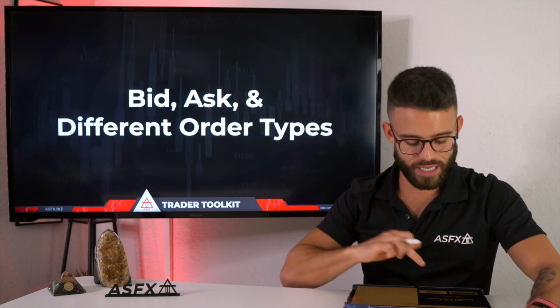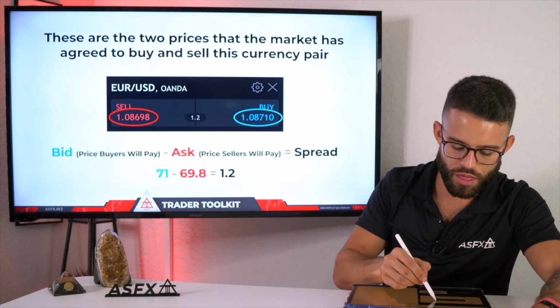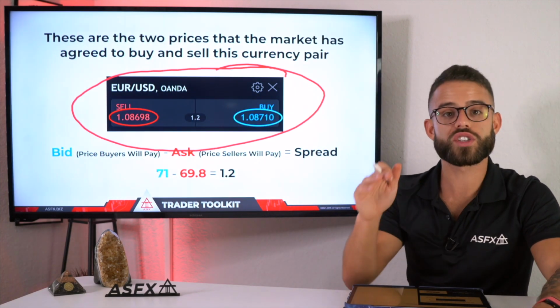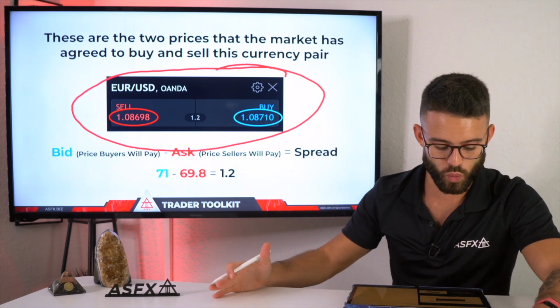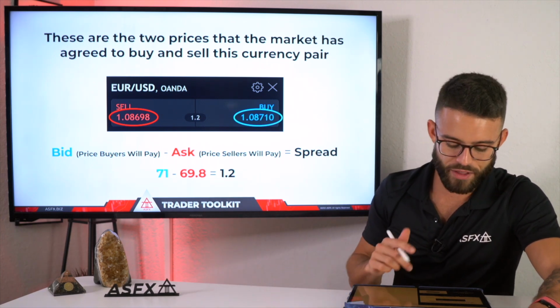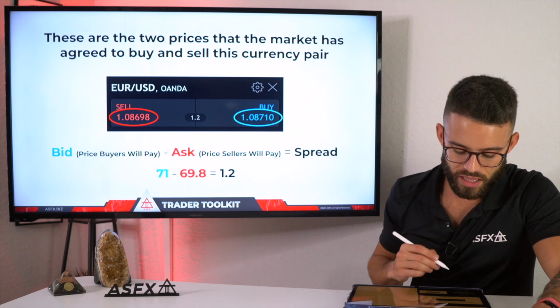But when you go to place the trade, let's say you're trading through TradingView, this is their terminal, you'll see there's two different prices. There's the bid, which is the price that buyers are willing to pay, and then there's the ask, which is the price that the sellers are willing to pay.